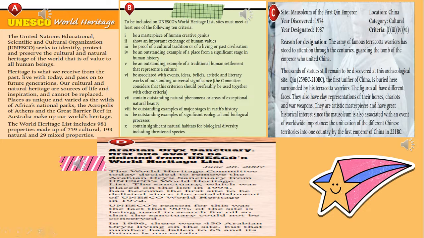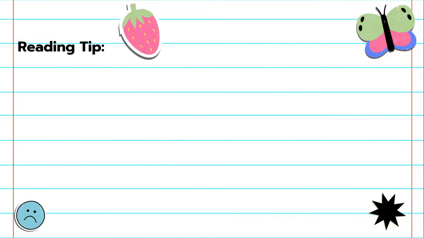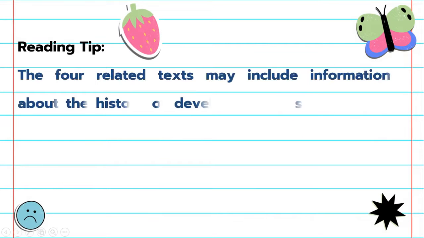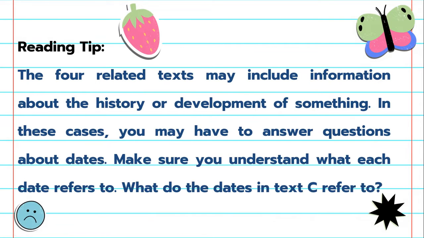Okay, so that's it for the text. Let's see what you have to do for the exercises. But before that, here is the reading tip for you. The four related texts may include information about the history or development of something. In these cases, you may have to answer questions about dates. So make sure you understand what each date refers to. What do the dates in text C refer to?